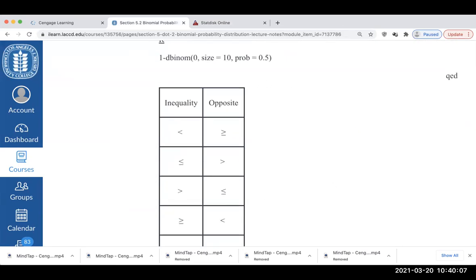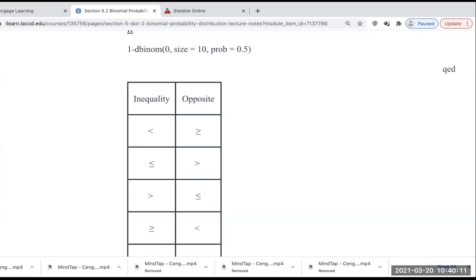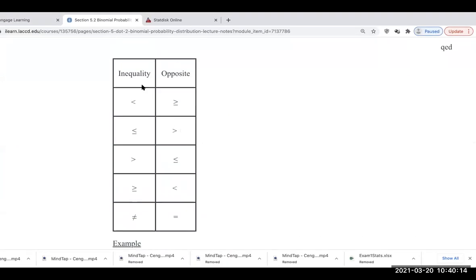If I have the inequality less than, then the complement of less than is greater than or equal to. The opposite of less than or equal to is greater than. The opposite of greater than is less than or equal to. The opposite of greater than or equal to is less than. The opposite of not equal is equal. So this tells you how to rewrite these inequalities as a complementary event.